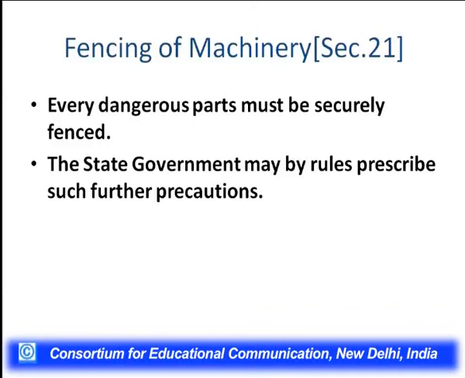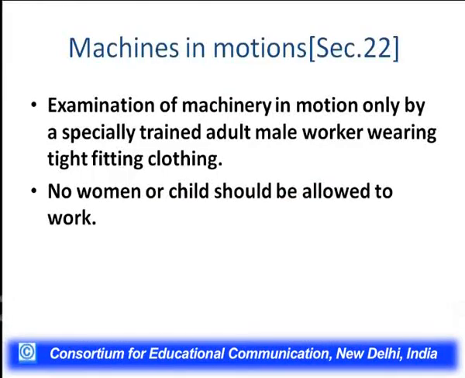As I said earlier, the state government is permitted to add any provisions in any of the sections of the Factories Act 1948 in order to keep up to date with the current scenario and varying conditions from state to state. Section 22 of this Factories Act is regarding machines in motion and says that examination of machinery in motion should only be taken care of by a specially trained adult male worker wearing tight fitting clothes, and no woman or child should be allowed to work near the machinery in motion.